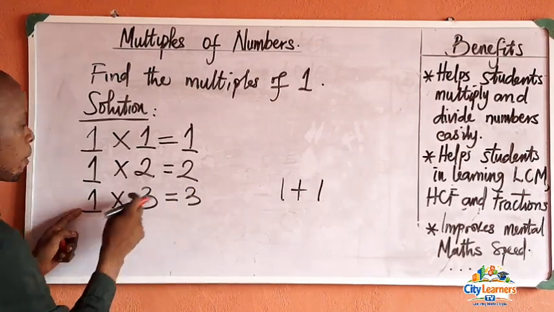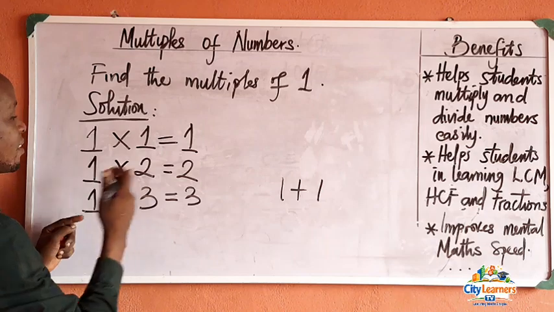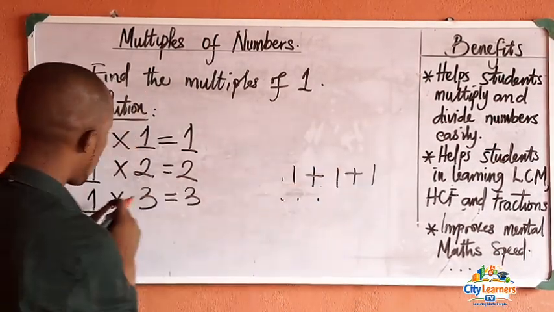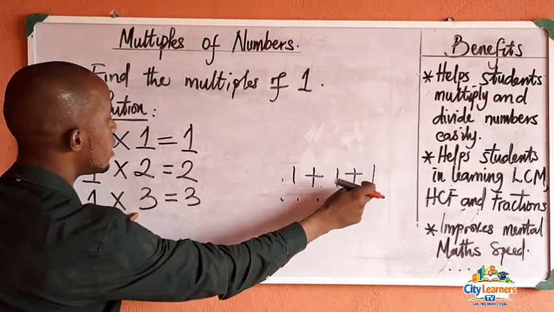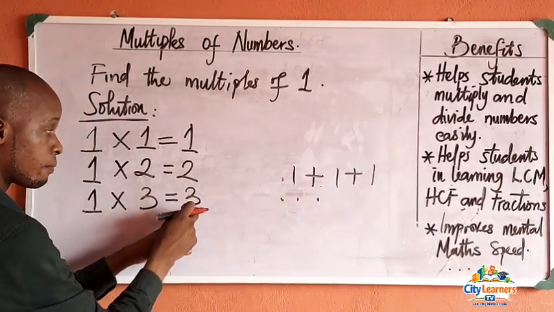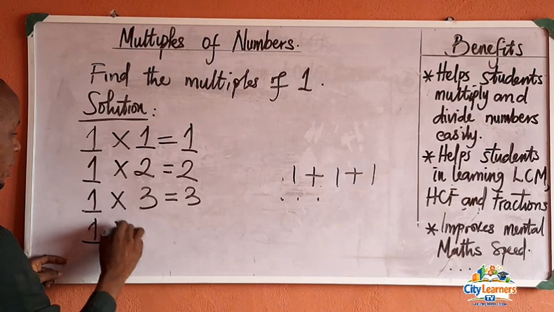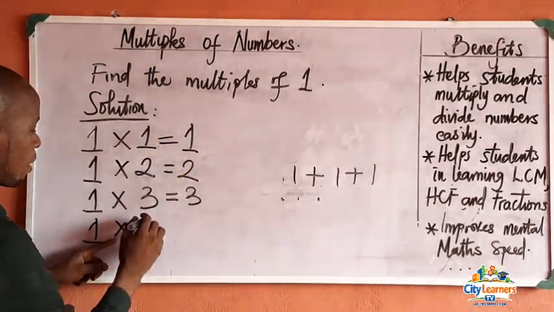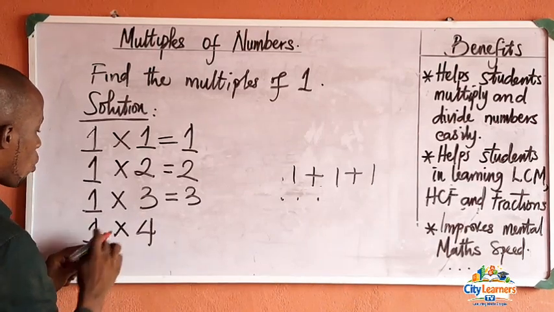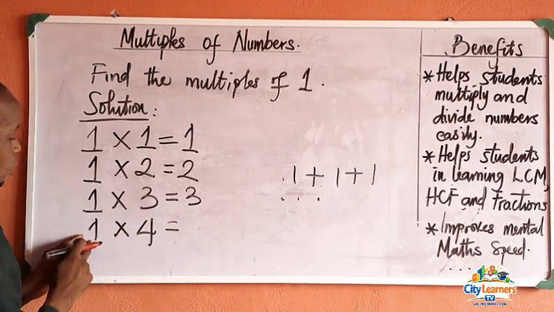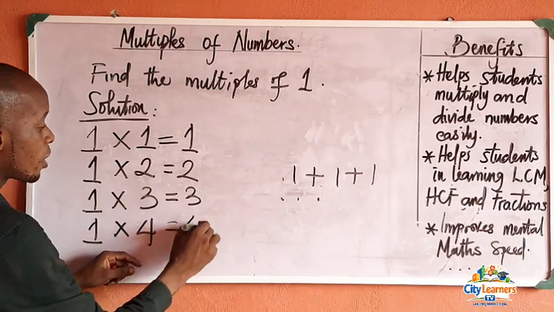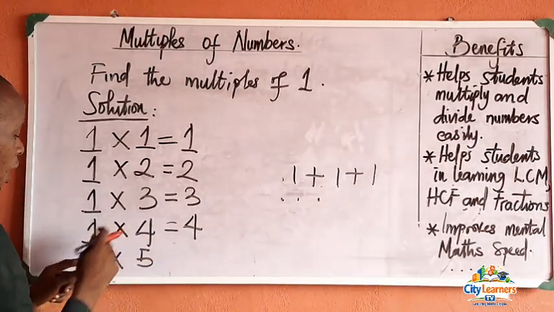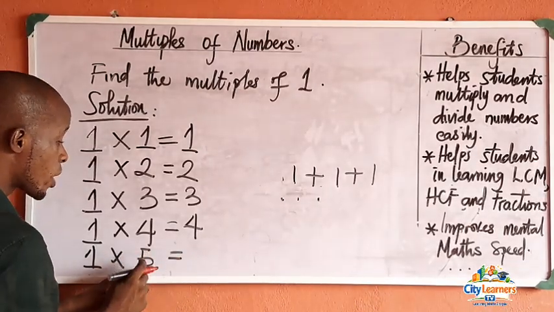What do I mean by 1 multiplied by 3? I mean 1 added in 3 places. 1 plus 1 plus 1. 1 added in 1, 2, 3 places. That gives me 3. And I move to the next whole number, I'm multiplying the given number by the next whole number, which is 4. 1 multiplied by 4 means to add 1 in 4 places, and that will give me what? 4. 1 multiplied by 5 means to add 1 in 5 places, and that will give me what?